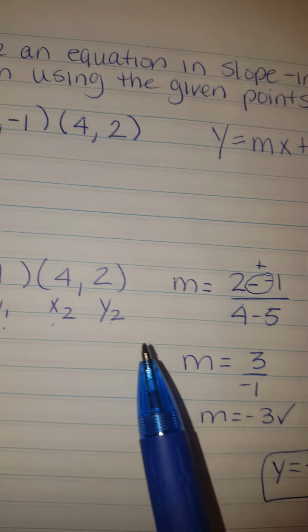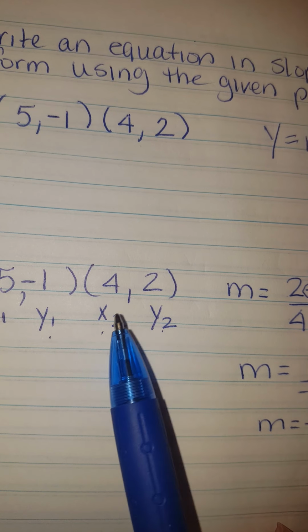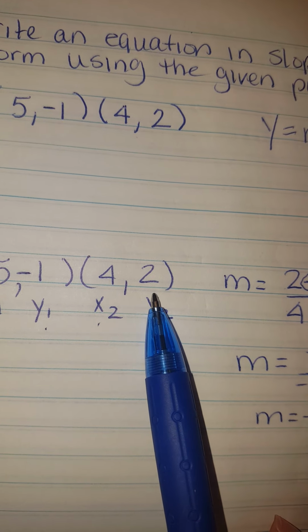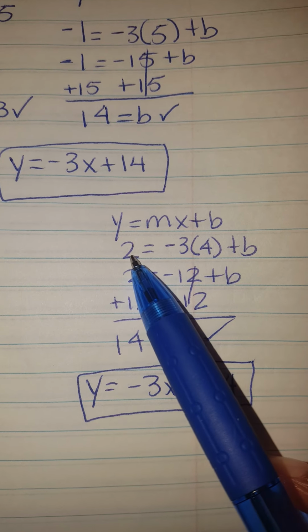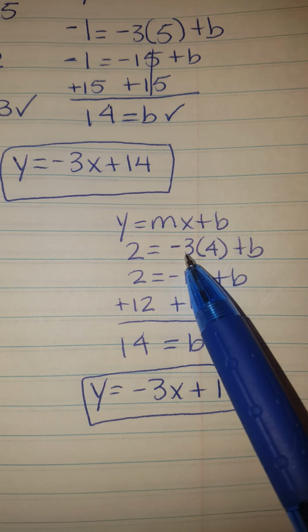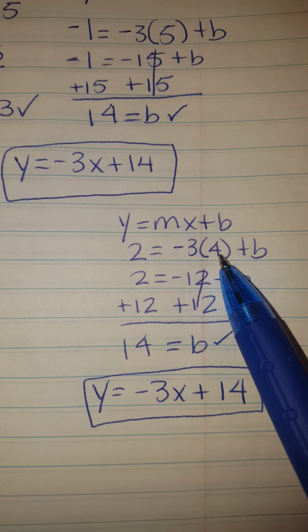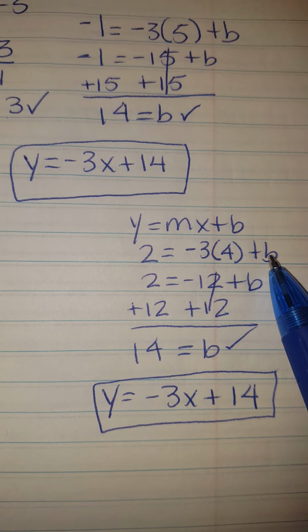However, if you chose the second point, the (4, 2), where your x was 4 and your y is 2, then here's that work as well. So I replaced y with 2. Of course, my slope is still -3. My x was 4, and the b is our unknown.